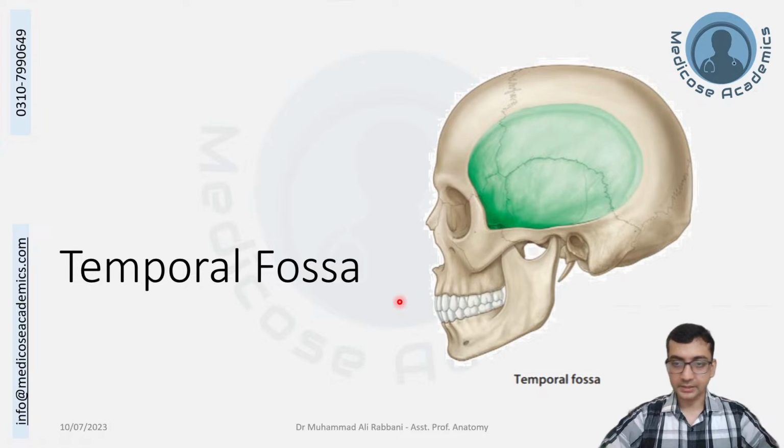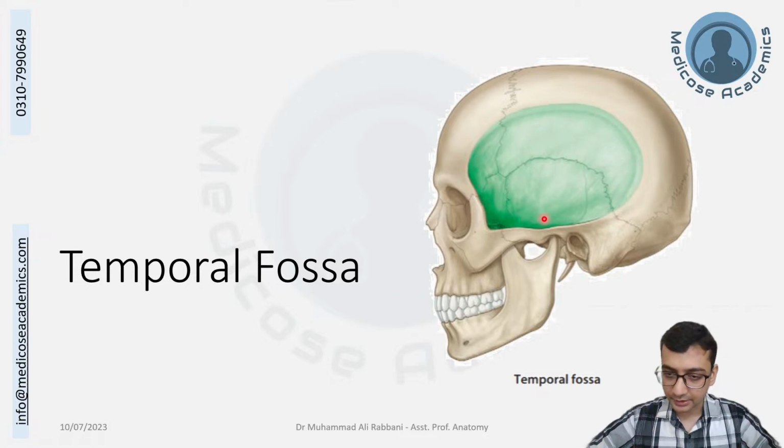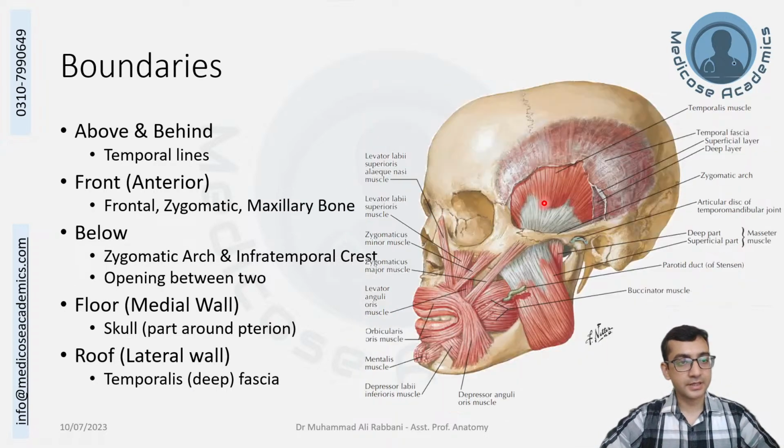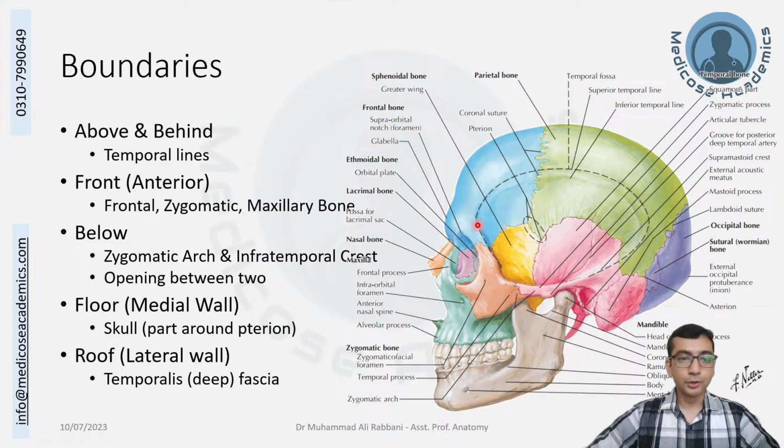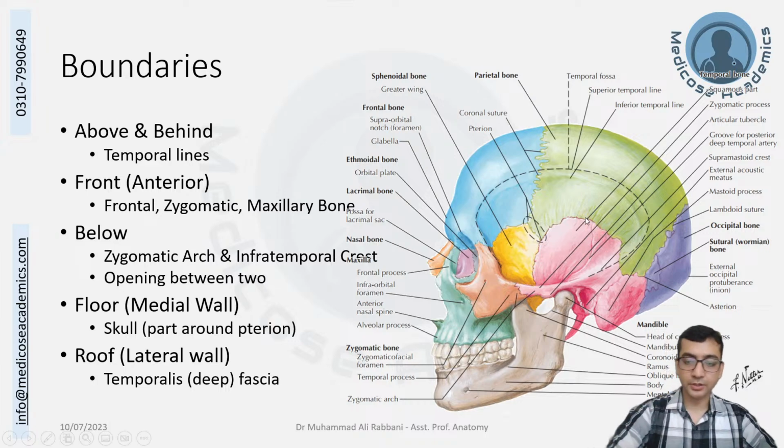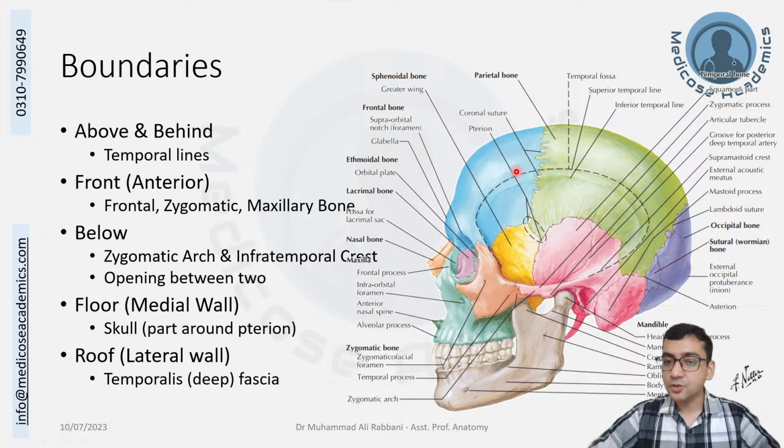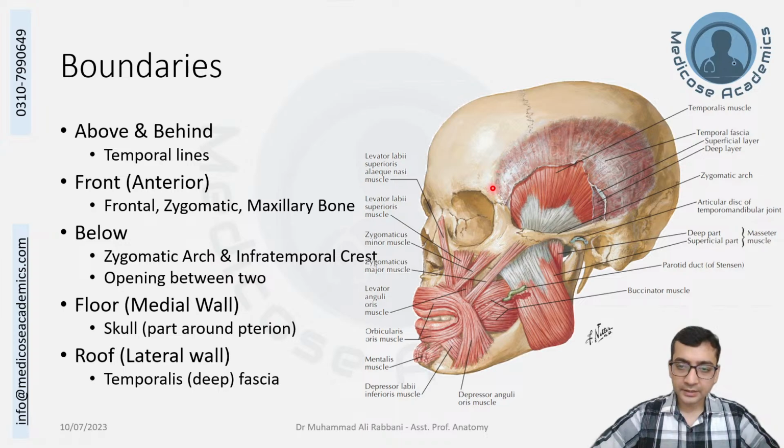Temporal fossa. This is the area shown in the green here. Let's trace its boundaries. It is above and behind, demarcated by this dotted line, which is simply the superior temporal line. So the upper aspect is the superior temporal line, and the posterior aspect is also the superior temporal line. To be more accurate, it is technically the line of fusion of the deep temporal fascia, the temporalis fascia.